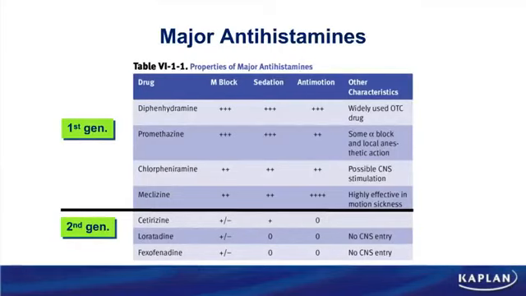We talked about second generations not causing drowsiness, but at times you might actually want a drug to help you sleep. Promethazine, chlorpheniramine, and meclizine are other first-generation antihistamines. In particular, note the anti-motion sickness effects of meclizine. It's a pretty effective antiemetic, as is promethazine, which is also commonly used for that purpose.